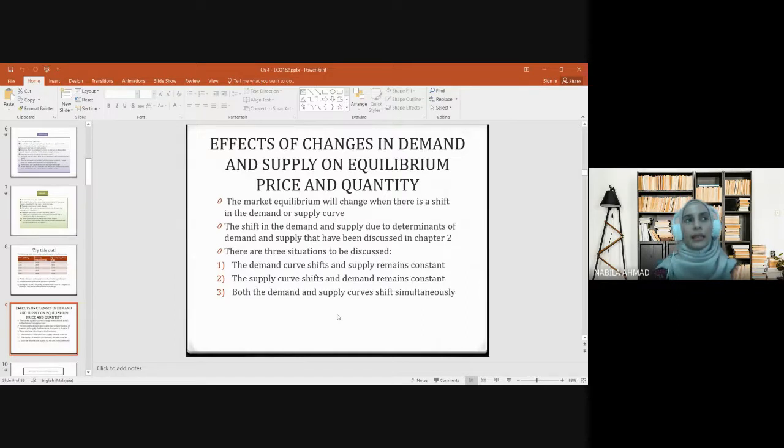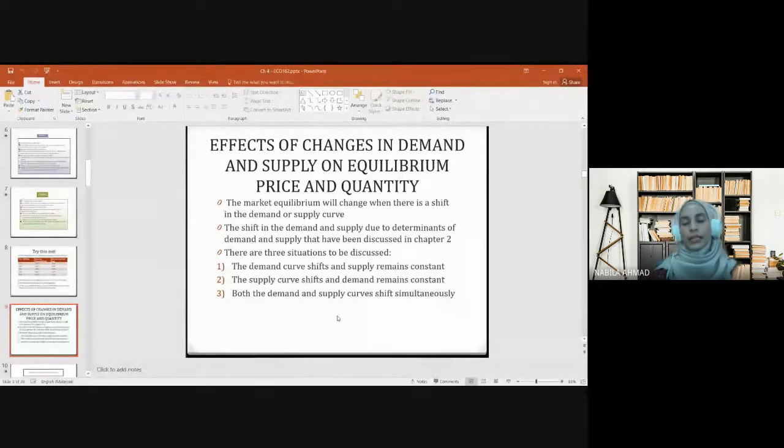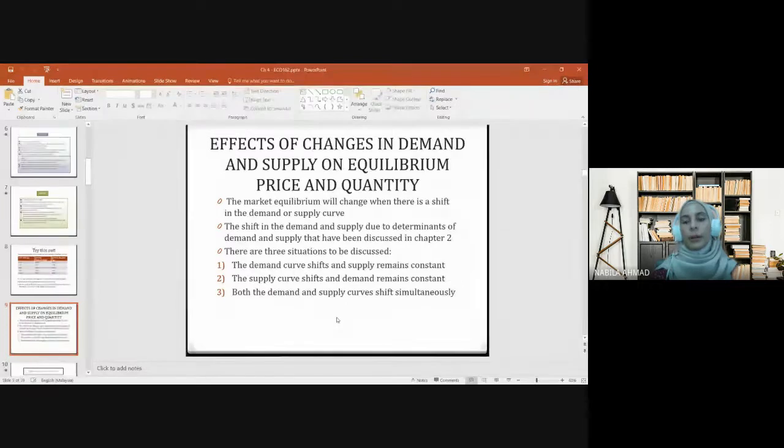The things that you need to remember adalah the determinants of supply, determinants of demand. Apakah faktor-faktor menyebabkan demand curve untuk shift? Apakah faktor-faktor yang menyebabkan supply curve to shift? So basically there are three situations di mana the demand curve shift and supply constant, the supply curve shift and demand constant, and both the demand and supply curve shift simultaneously.